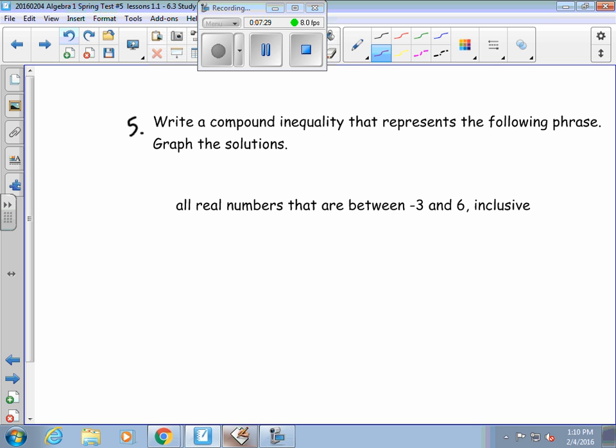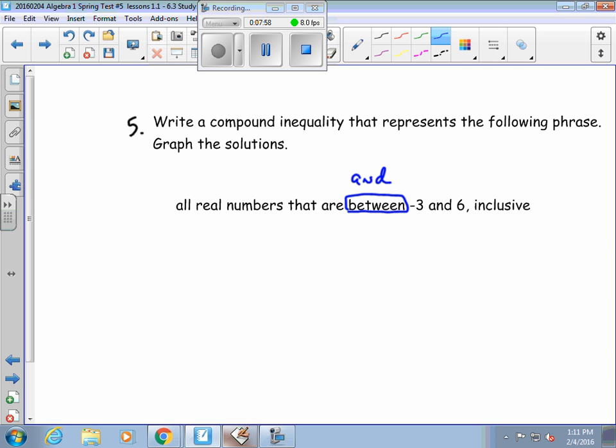Number 5 says write a compound inequality that represents the following phrase and then graph the solutions. All real numbers that are between negative 3 and 6. So 2 separate inequalities that go together. This word between, anytime you see this, is an and inequality. So it's saying all real numbers that are between negative 3 and 6.